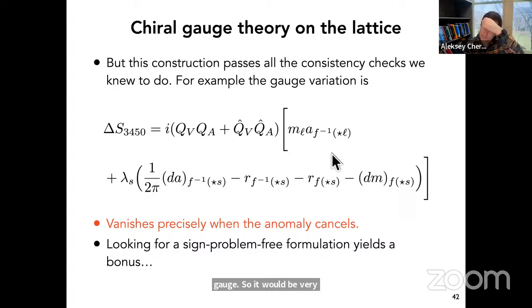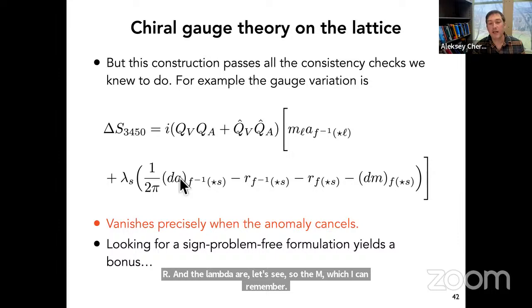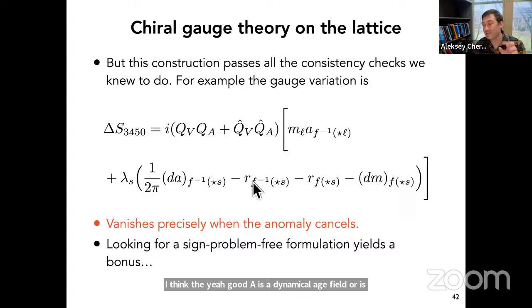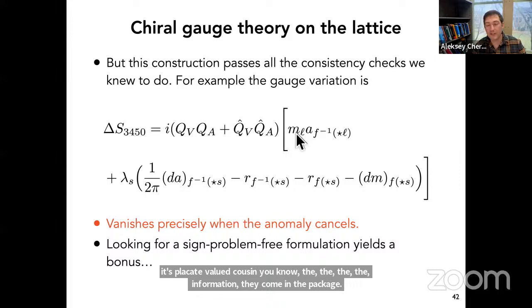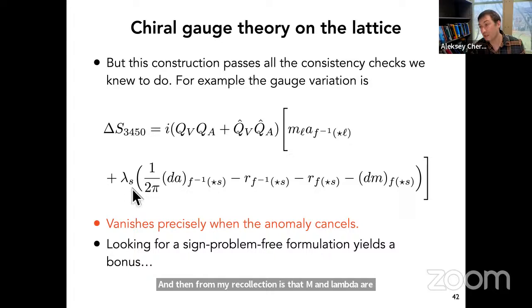And the little a here is a dynamical gauge field. And then the other objects, the m and the r and the lambda are, well, let's see. I think a is a dynamical gauge field, r is its plaquette-valued cousin. You know, in the Villain formulation, they come in a package. And from my recollection, m and lambda are gauge parameters. Lambda is a continuous gauge parameter, and m is a discrete gauge parameter implementing large gauge transformations for the U(1) gauge field. And lambda is the small gauge transformations.